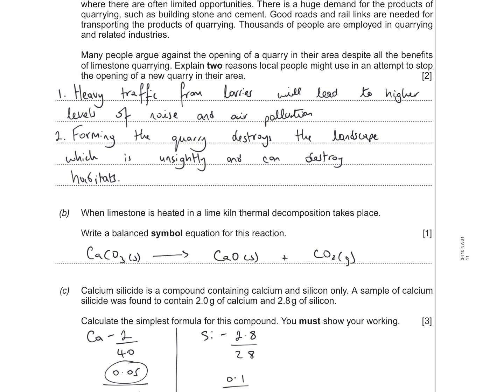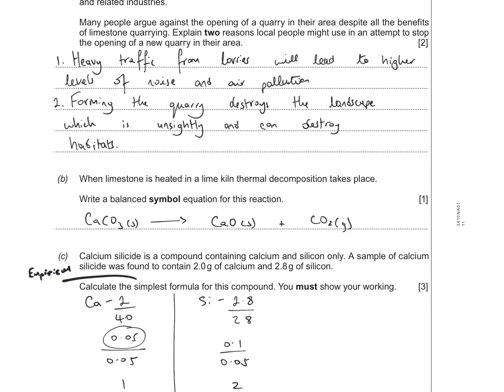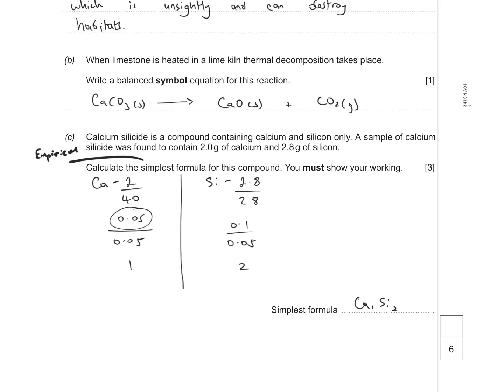Well, we've got a simplest formula, or what it may also be known as, guys, just remember it could be called empirical formula. So I have a column for each element. I've got calcium and silicon. I place the mass of each one at the top. I divide that by the mass number on the periodic table. So 2 over 40 and 2.8 over 28. I then circle the smallest number and I divide all columns by that. That gives me an answer of 1 and 2, which gives me the simplest formula of Ca1Si2.